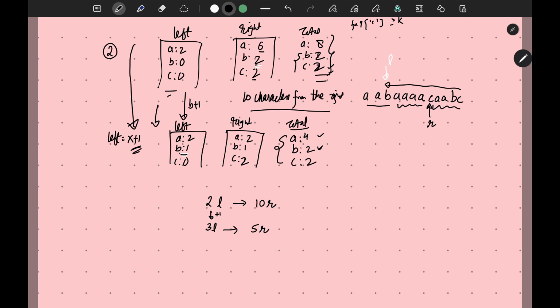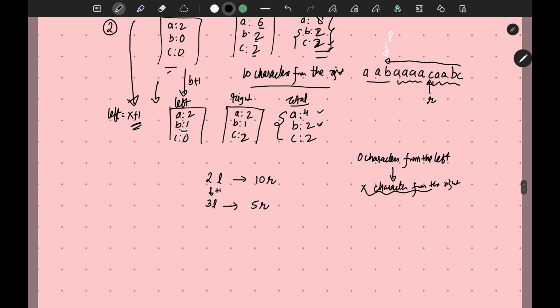Okay, so now the algorithm is pretty simple. Let's say initially we take 0 characters from the left, then we would find how many characters we need from the right. Let's say this comes out to be x. We need x characters from the right.